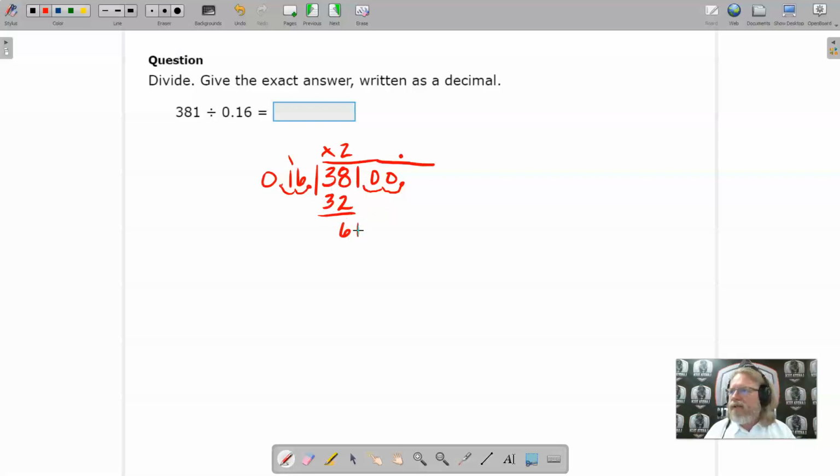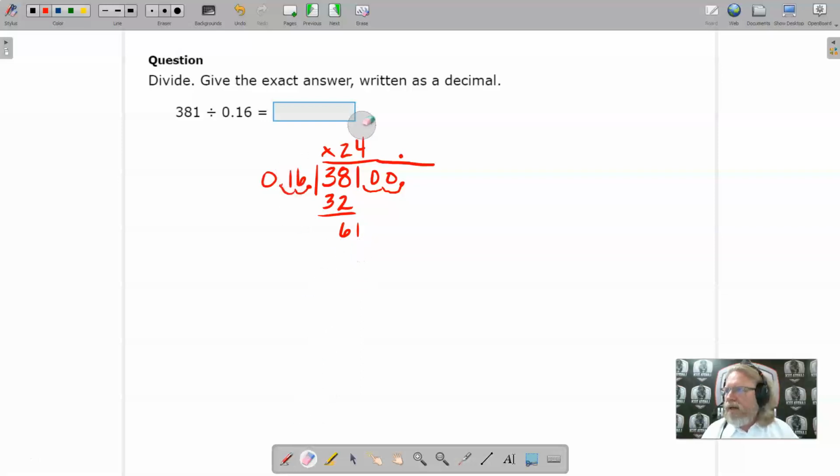16 will go into 61. Let me see. If we do it 5 times, that would be 50. That would be too many. 4 times would be 40. I think let's try 4. 4 will get us close. 4 times 6 is 24. Carry the 2, and we would end up with 6, right? Well, now we have a number that's too big, so we actually went with a number that was too great.